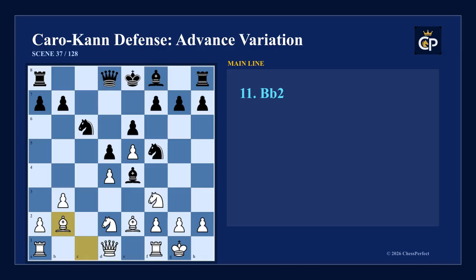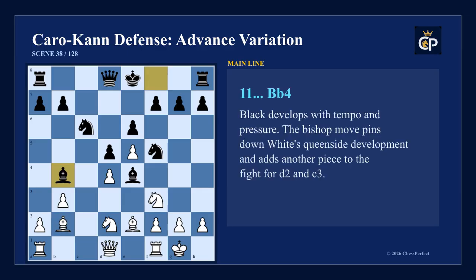Bishop b2. Bishop b4. Black develops with tempo and pressure. The bishop move pins down White's queenside development and adds another piece to the fight for d2 and c3.